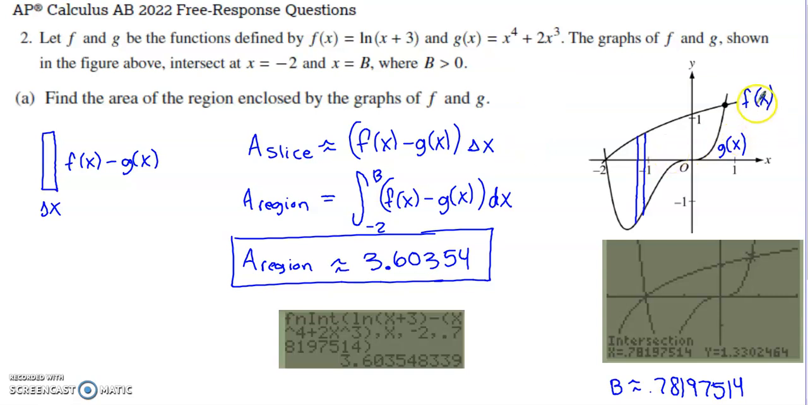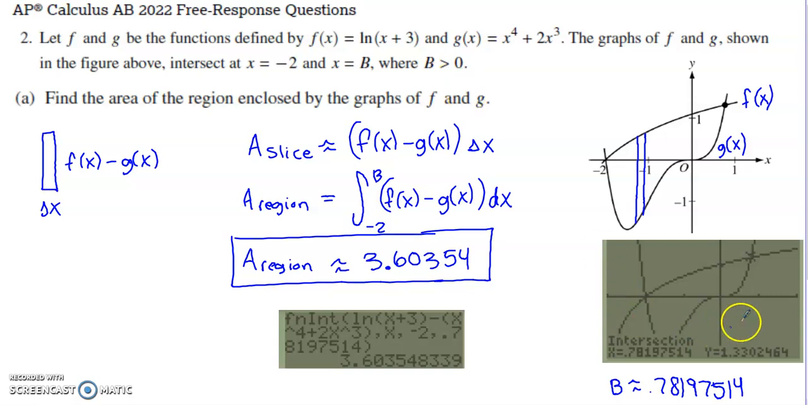So you do have to establish which one of these is f of x, which one is g of x. f of x is, within the places where we have a region between the graphs, the top curve, and g of x is the bottom curve. They give us the intersection over here at -2, but they don't tell us what the intersection up here is. They just tell us that that intersection is labeled as capital B for a positive value of B.